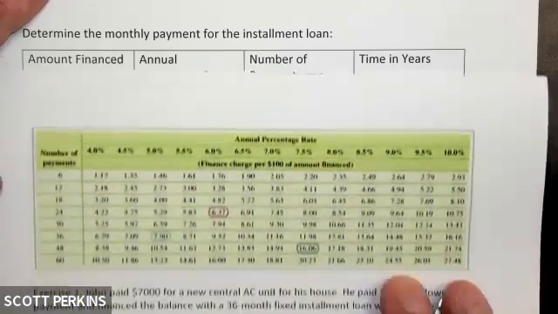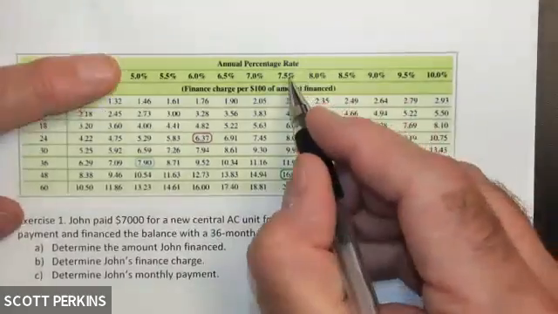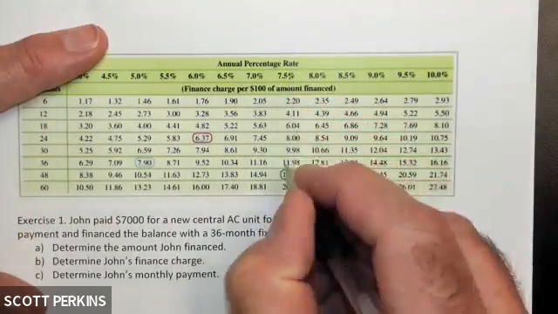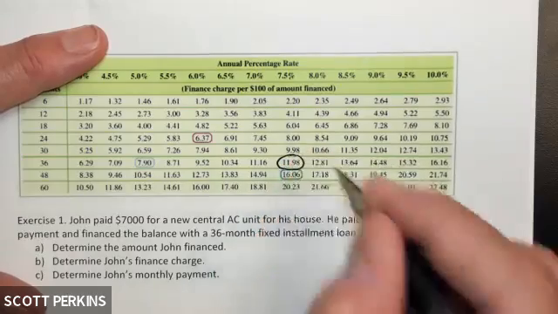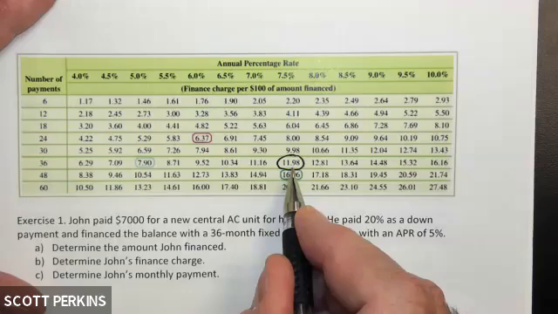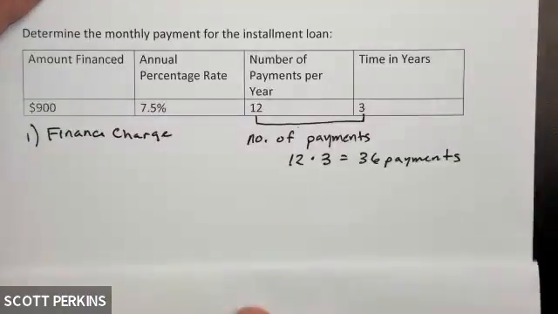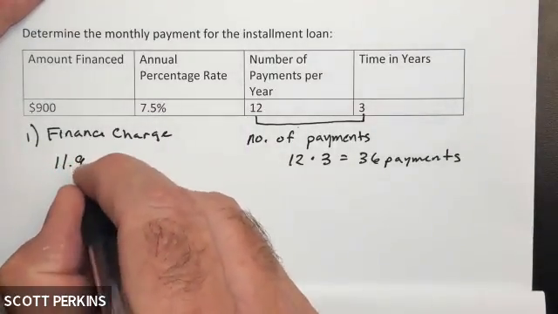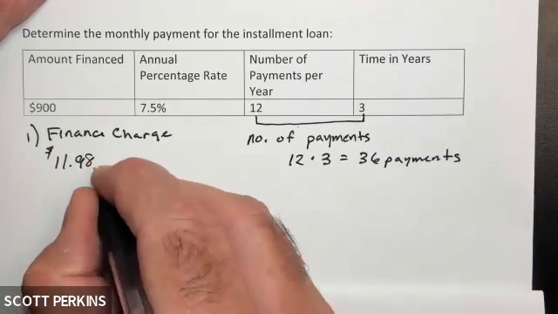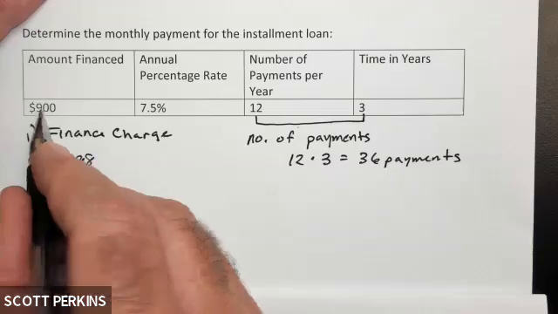So I'm going to go back to my chart. It's 7.5%. I've got 36 payments. That means I have $11.98 of finance charge for every $100 I borrow. So $11.98 for every $100. We are financing $900.